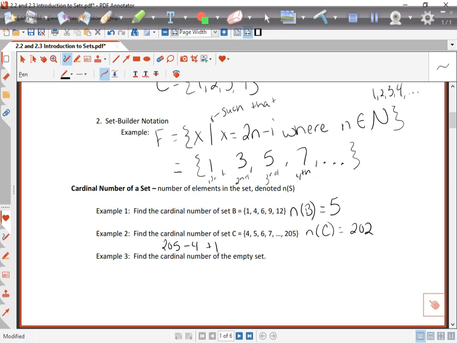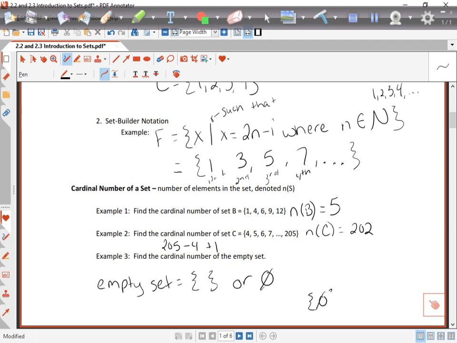Okay, the next one, find the cardinal number of the empty set. Now, I haven't talked about the empty set yet, but it's exactly what it sounds like. It's a set that is empty. And there are two ways to write it. You can either write a set of curly braces that have nothing in it, or the one I like the most is a 0 with a slash through it.